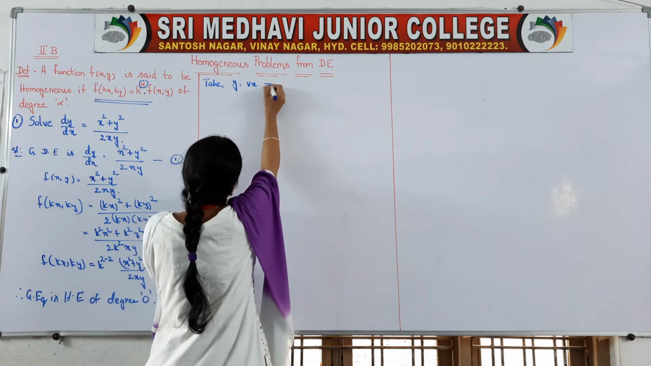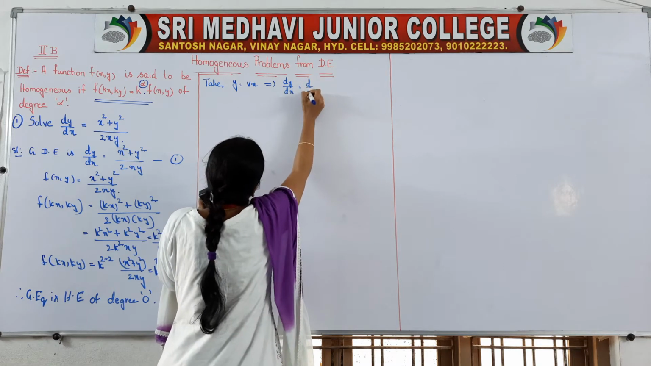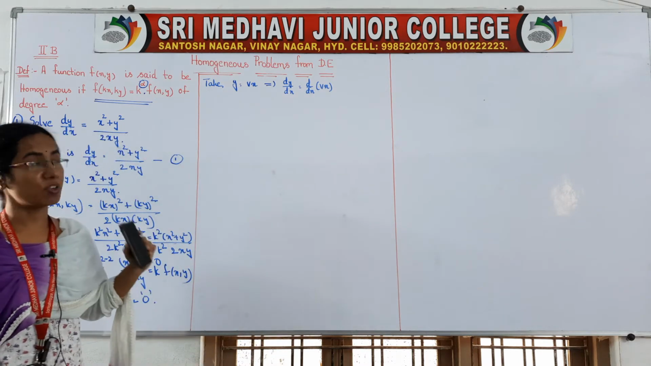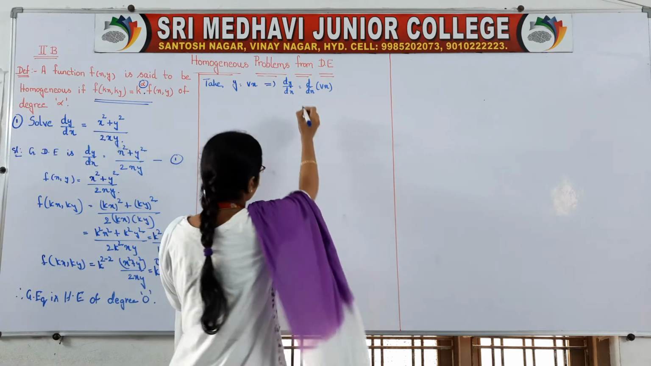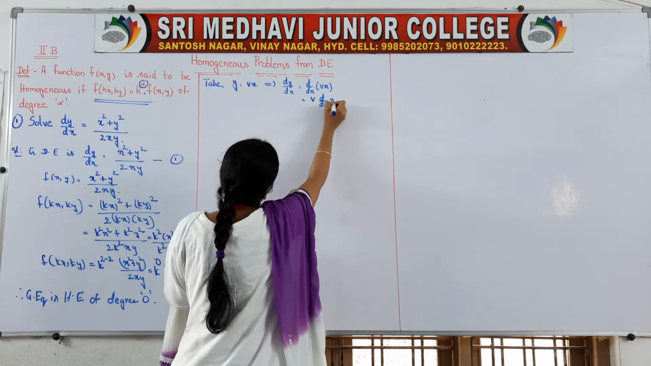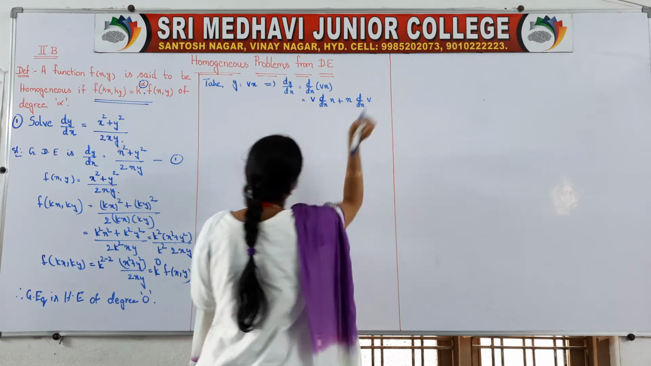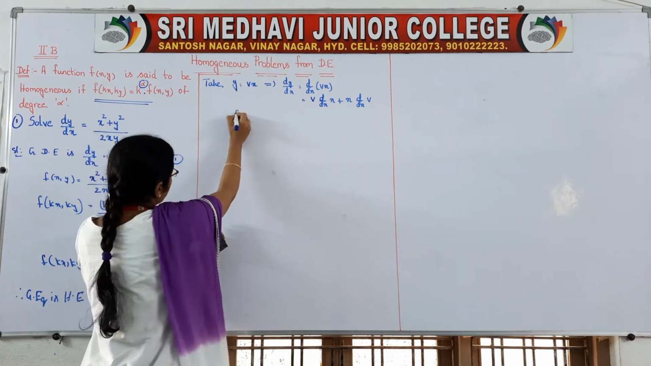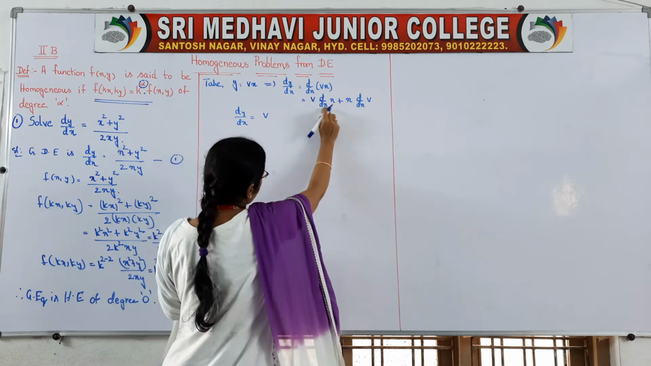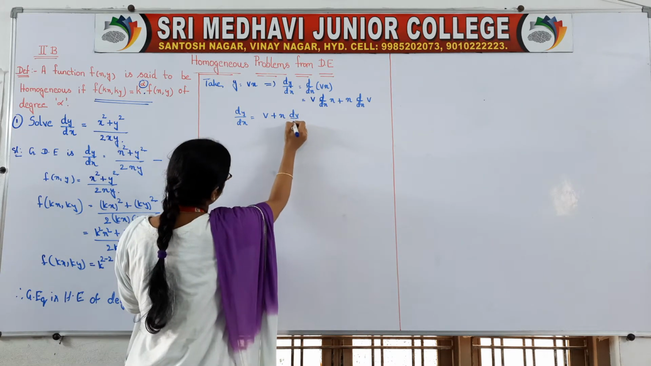Now differentiating with respect to x on both sides, dy by dx is equal to d by dx of vx. Okay, it is in u into v form. So how will we take it? Keeping v as it is, differentiating x, d by dx of x. Keeping x as it is, differentiating v, d by dx of v. So dy by dx is equal to v into d by dx of x, which is 1, plus x into dv by dx.